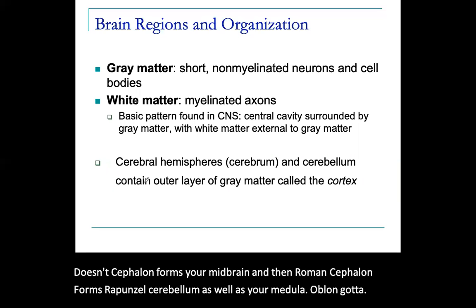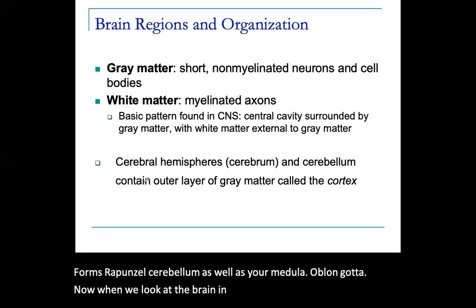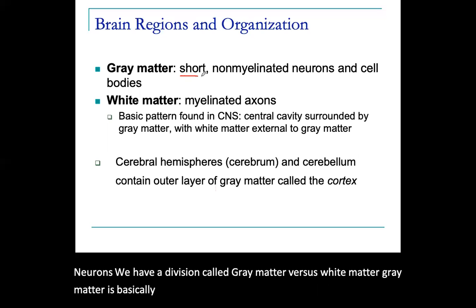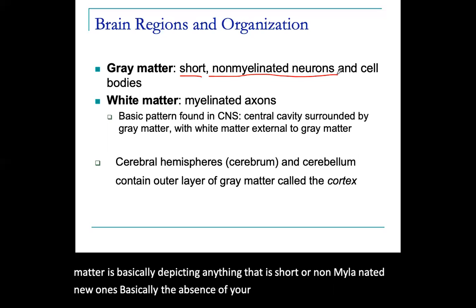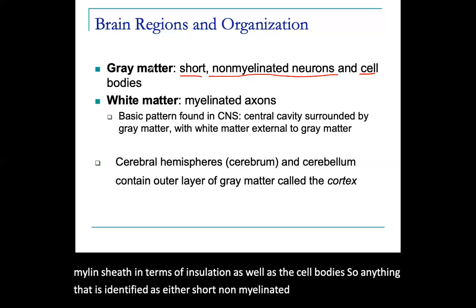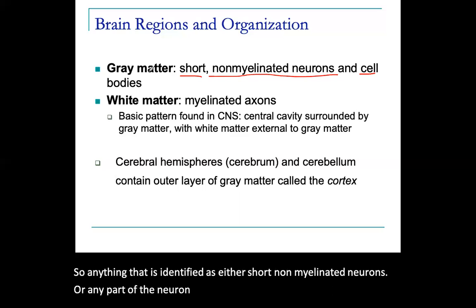Now, when we look at the brain in terms of the neurons, we have a division called gray matter versus white matter. Gray matter is basically depicting anything that is short or non-myelinated neurons, basically the absence of your oligodendrocytes that form the myelin sheath in terms of insulation, as well as the cell bodies. So anything that is identified as either short non-myelinated neurons or any part of the neuron that's identified as the cell body will be categorized as gray matter.